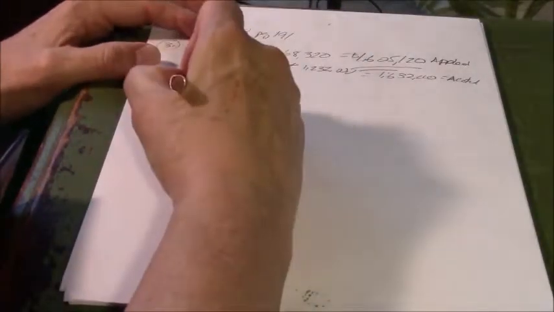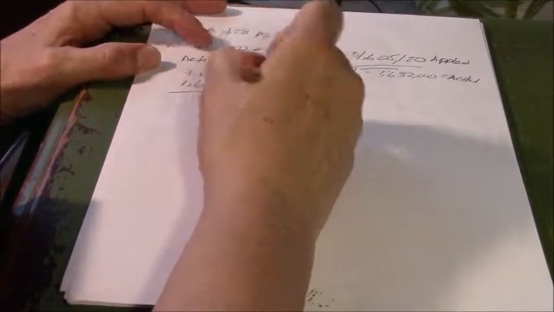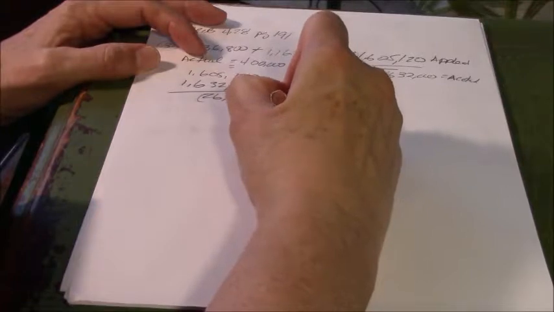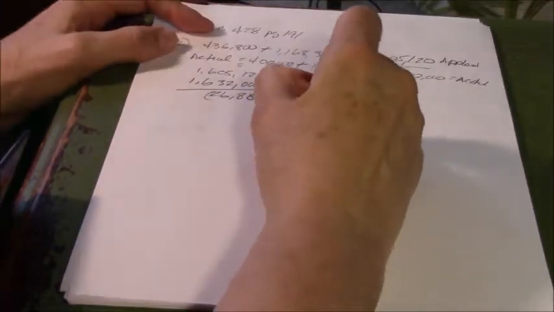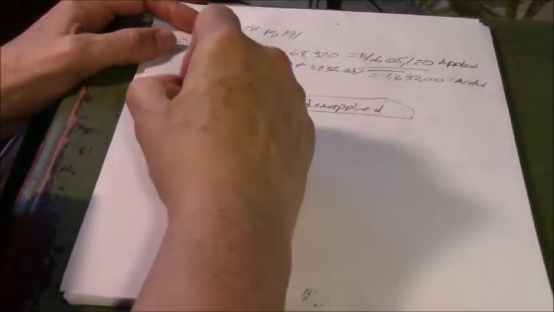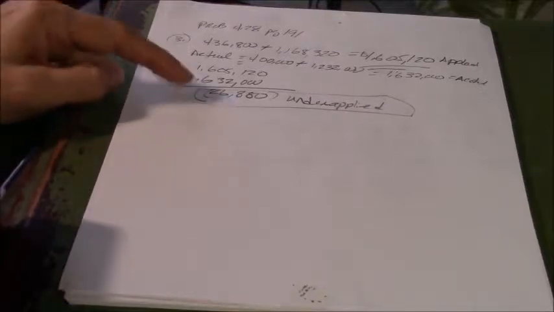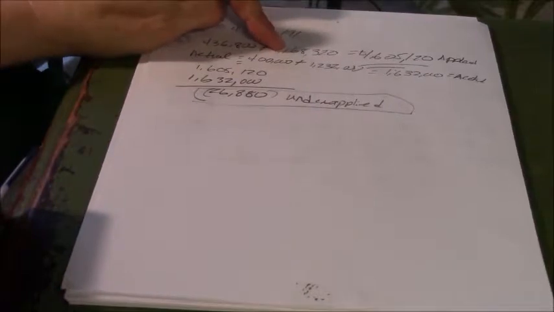All right, so we are just going to get our under or over applied. So this is what we applied. This was our actual. So the difference is 26,880. That's under, right? We didn't apply enough. All right. So the answer to the question, how much was under or over applied, 26,880, right? Because here's what we calculated. Here's the actual, and this is the difference. So that means we under applied it.